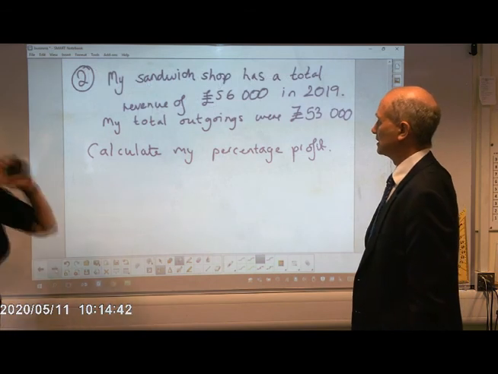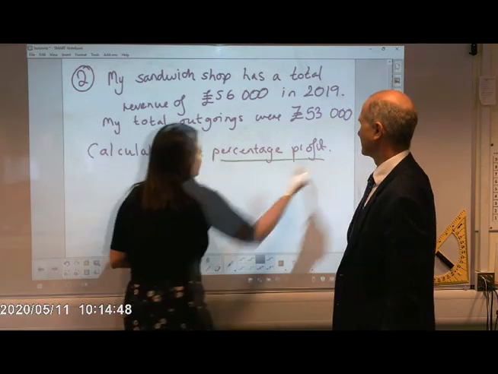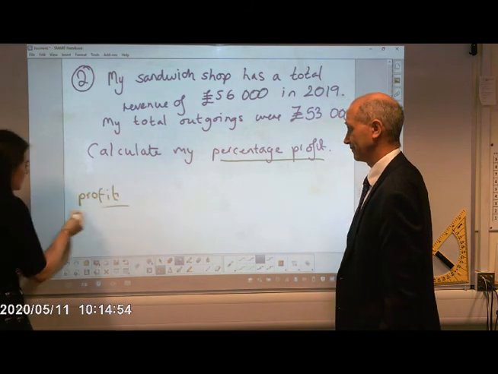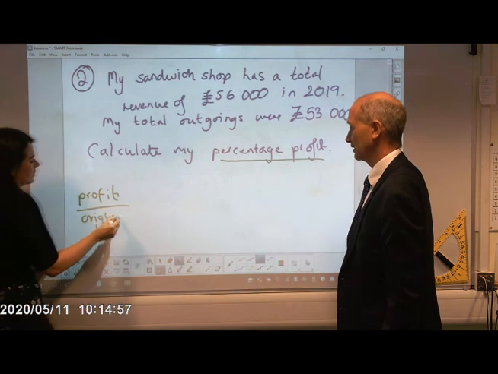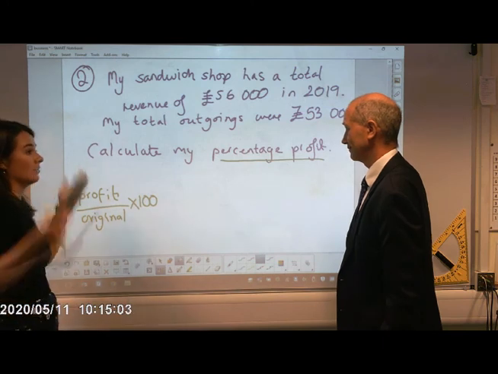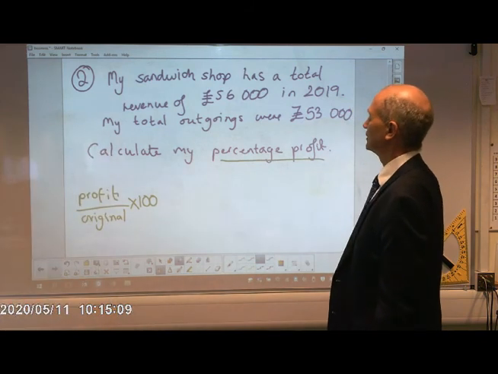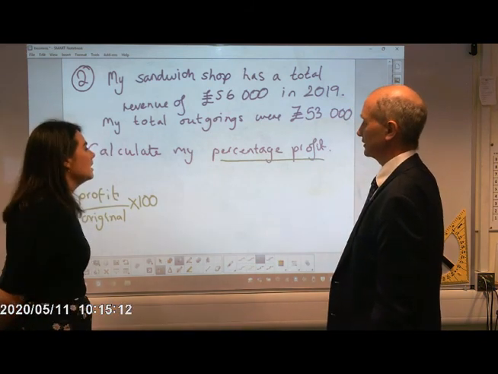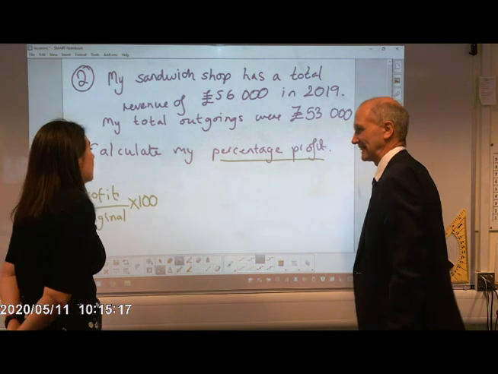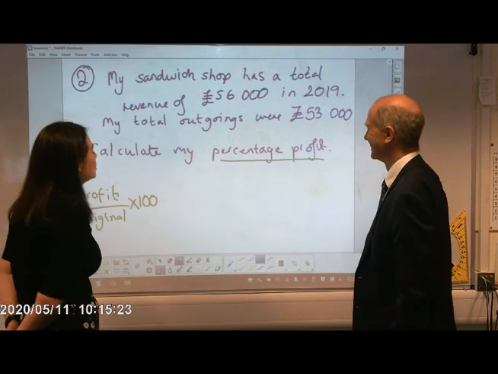So, percentage profit. This is my sandwich shop. Percentage profit is the same as percentage change, but you're looking at the profit divided by the original times 100. So, it's not actually that different. It's just a gain rather than a possible loss. My sandwich shop has a total revenue of 56,000 in 2019. My total outgoings cost were 53,000. I must be spending some money on artisan bread. Calculate my percentage profit.